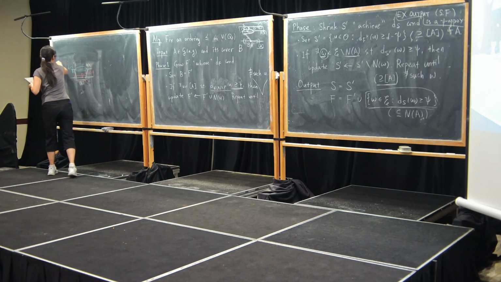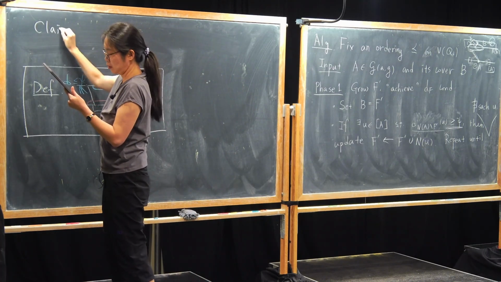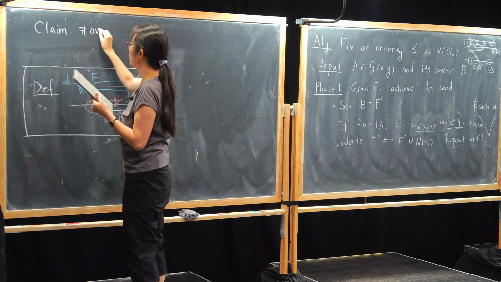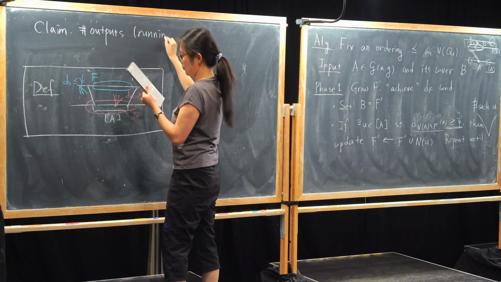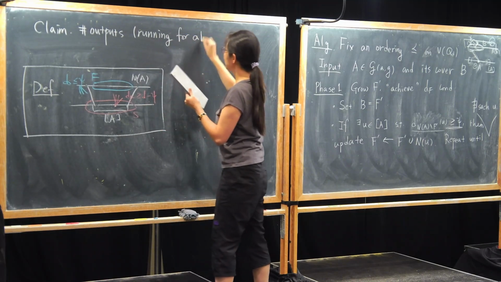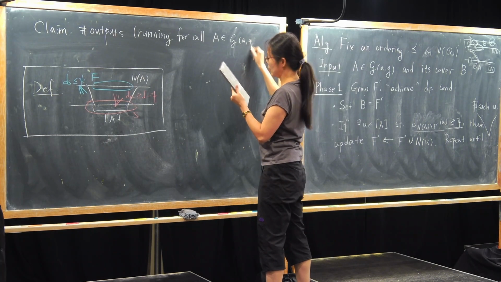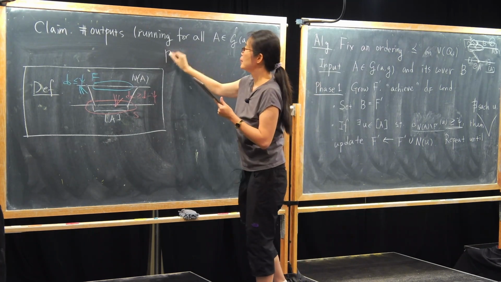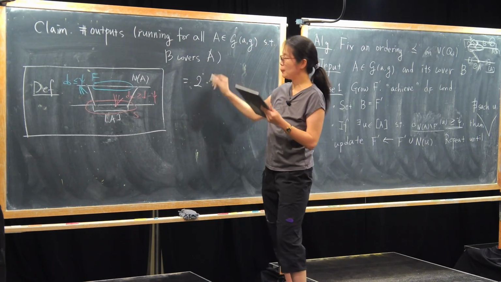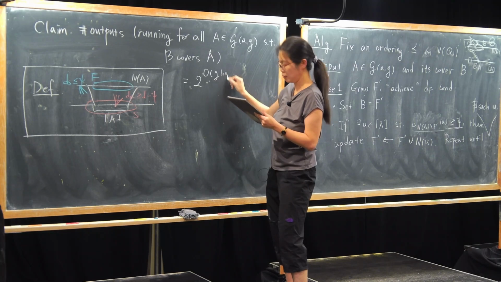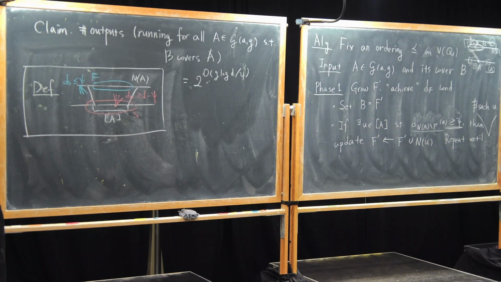So let me keep this picture. And my claim: the number of outputs where we run this algorithm for all of the A in G, AG, such that B covers A, this is 2 to the big O of G log D over psi. And then this will finish our proof.